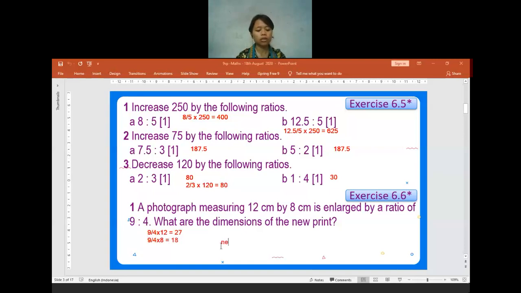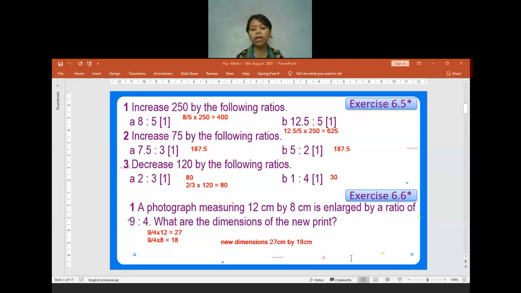So the new dimensions will be 27 centimeters by 18 centimeters. Do not forget to write the unit, yeah.